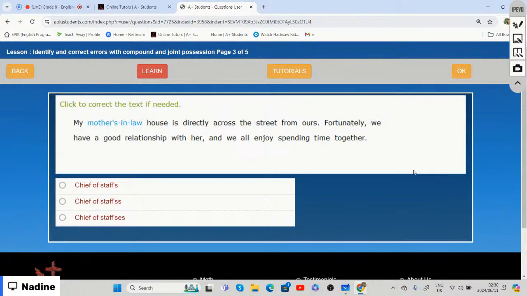Oh, the description is not the same as the answers. But if we were to choose the correct answers, it would be chief of staff's, option one.